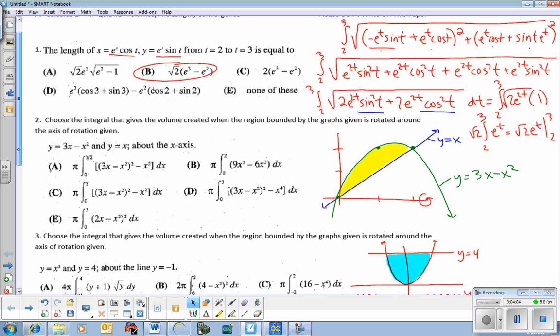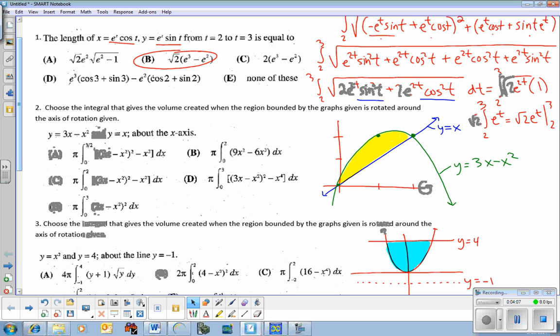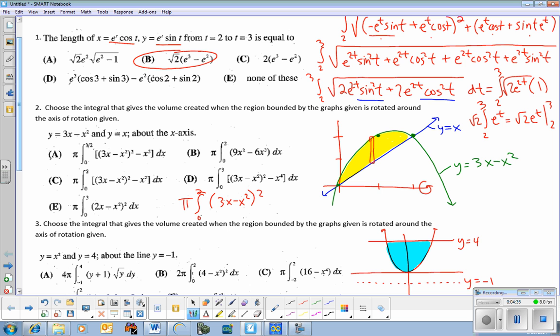All right, so on number 2, we're going to choose the integral that is the volume by rotating this yellow region around the x-axis. All right, so this is washers. We're going from 0 to 2, pi on the outside. We've got big radius and little radius, each squared. My big radius is the upper function. My little radius is the lower function, all dx. So that one's pretty straightforward. That one should be C.